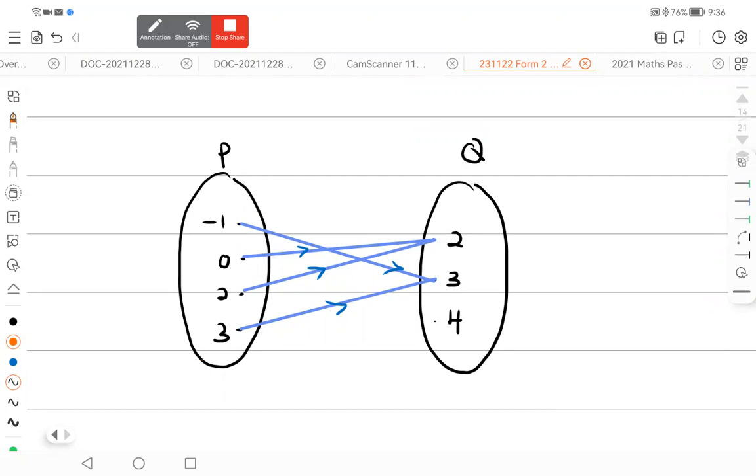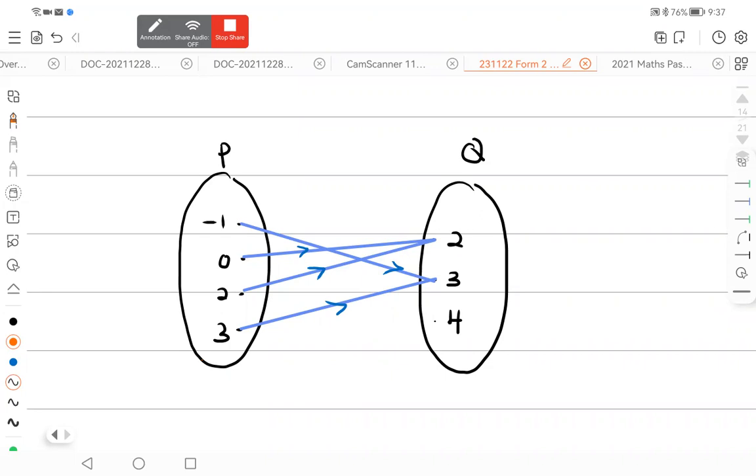Many to many? Not really. Many to many, meh? Not really. Many to one, no. Look carefully. One to many, right? Because one object is paired to many images.